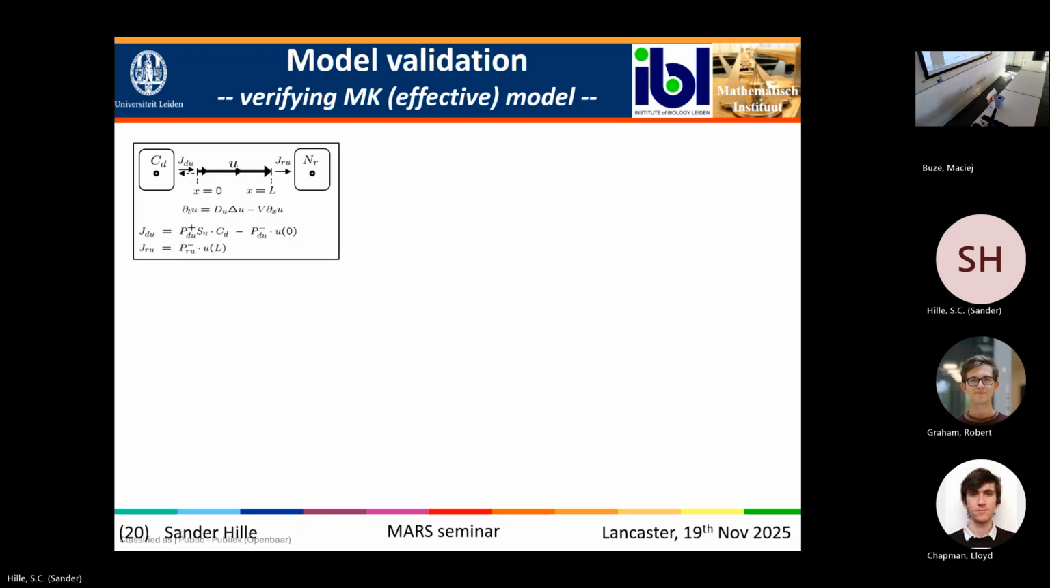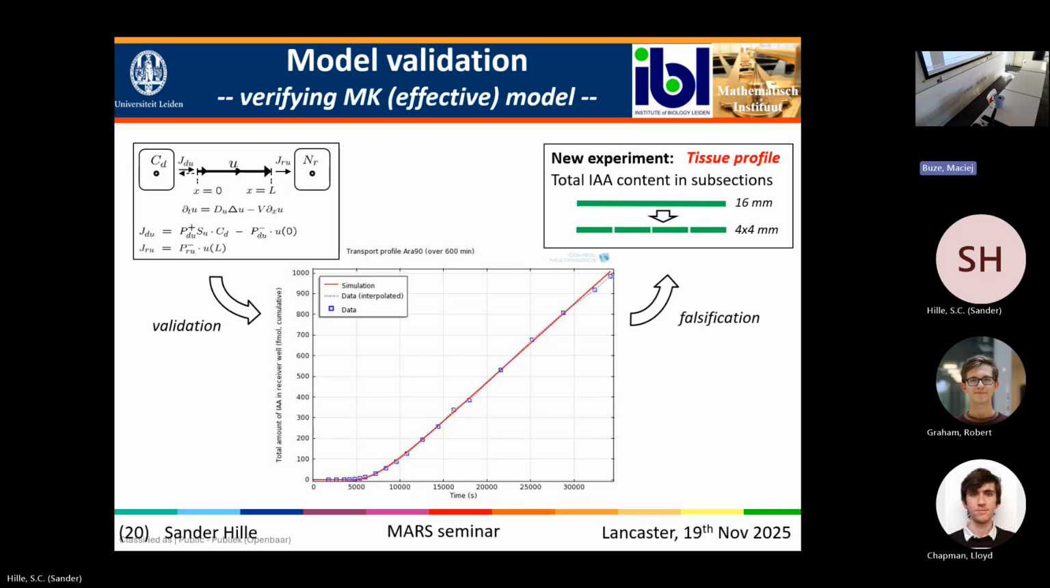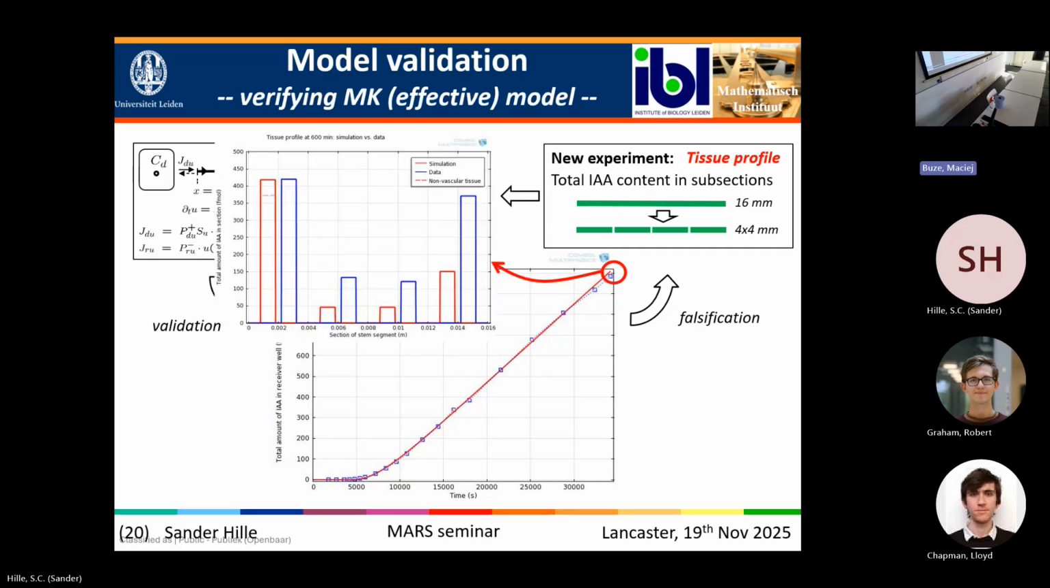Right. If you now start that and look at the data that we had, in blue you see the measurements of what arrived in the receiver well. Then we were first very content. Okay, this is a nearly perfect fit. We can fit this, we're done. Then we thought, okay, let's try some new experiments: cut up the stem segment in parts and see how much is in there at the end of the experiment. And then we got this. The blue are the measurements and the red the simulation, and that was completely off.